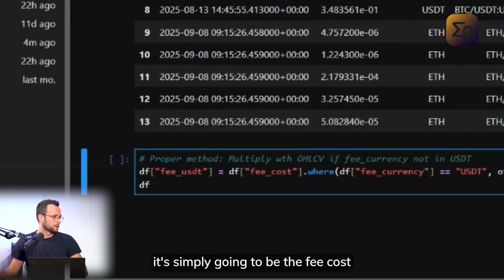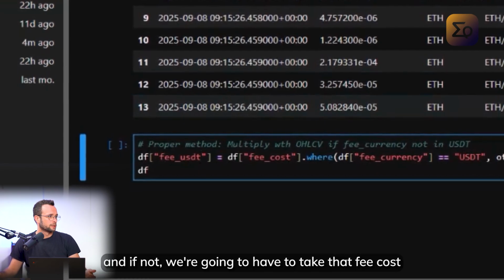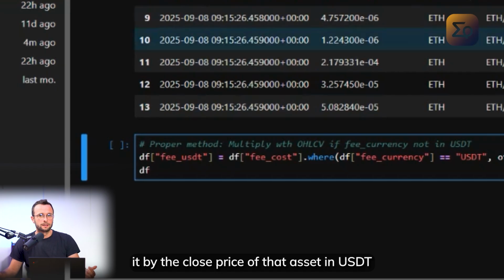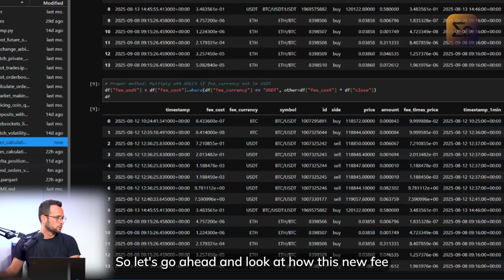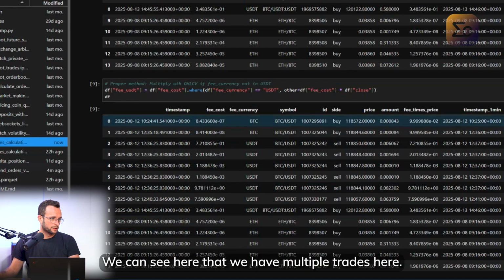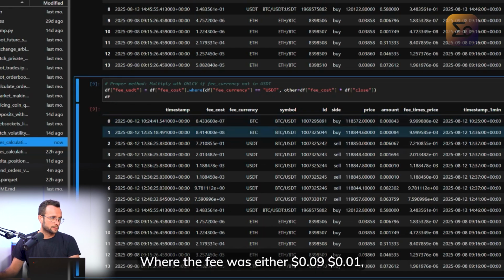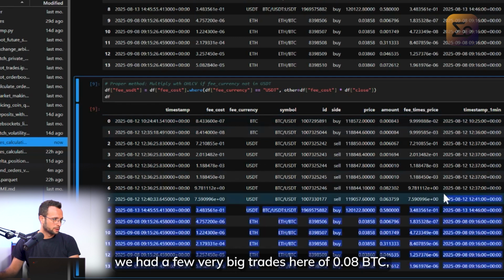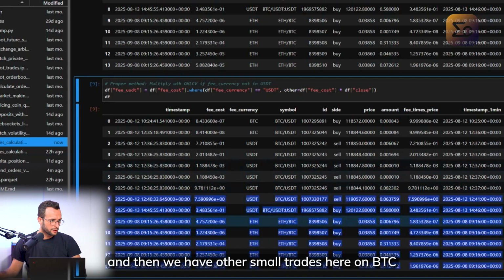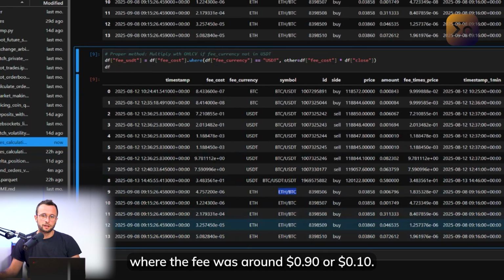It's simply going to be the fee cost where the trading asset is trading already in USDT. And if not, we're going to have to take that fee cost and multiply it by the close price of that asset in USDT. So let's go ahead and look at how this new fee USDT column looks. And it actually looks really good. We can see here that we have multiple trades where the fee was either 9 cents, 1 cent. We had a few very big trades here of 0.08 BTC where we paid a total of $9. And then we have other small trades here on ETH BTC where the fee was around 90 cents or 10 cents.